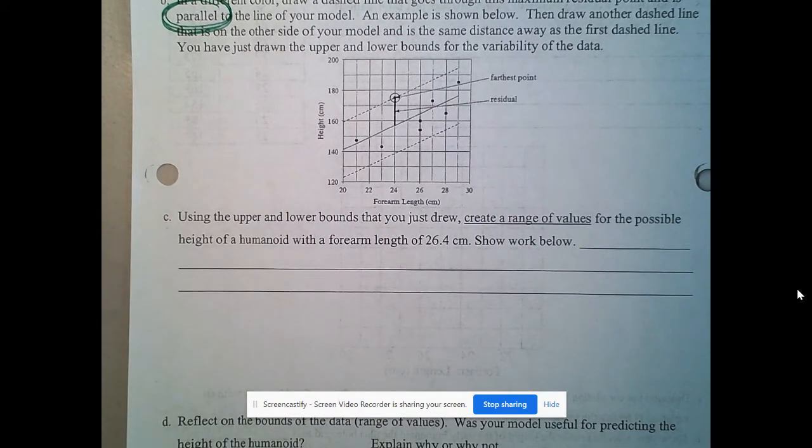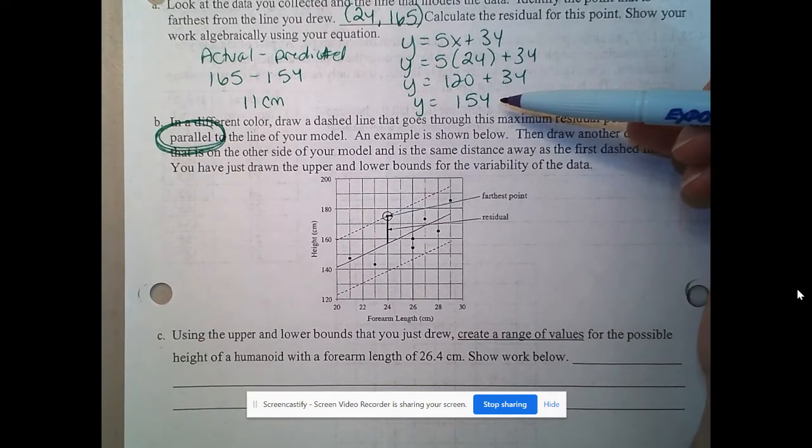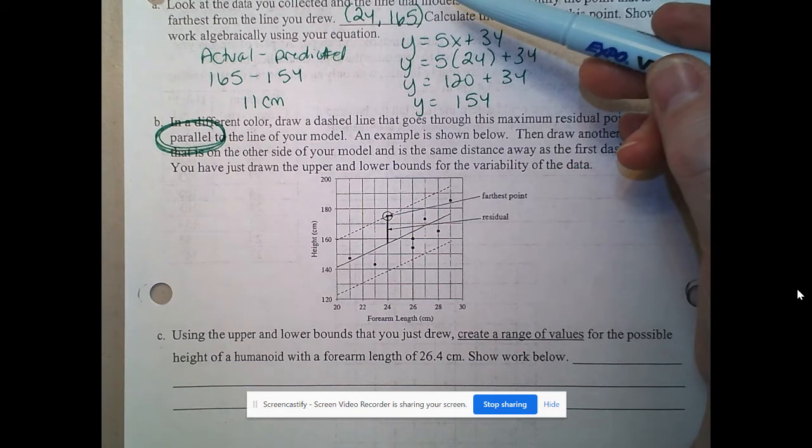Using the upper and lower bounds that you just drew, create a range of values for the possible height of a humanoid with a forearm length of 26.4 centimeters and show your work below. So we're saying that the prediction on the fitted line was 154, but we were admitting that we might have been off by as much as 11, right? Because it could have been up as high as 165.